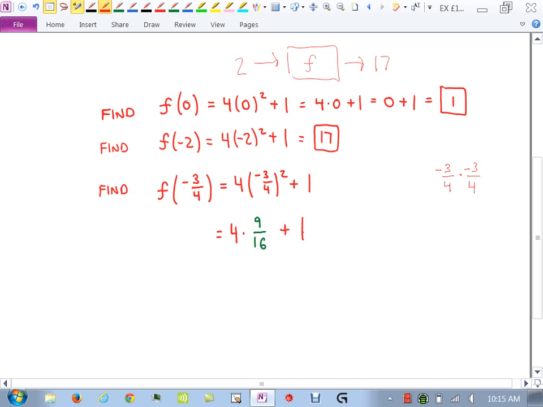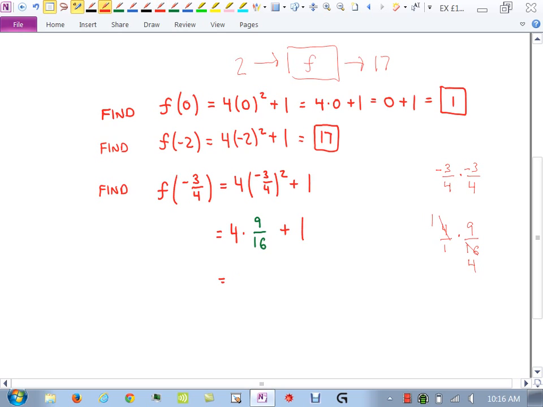Now we have to do 4 times 9/16, which is the same as 4/1 times 9/16. You could multiply 4 times 9 and then reduce the fraction, or you could see that 4 goes into 16 and 4. So either way, we should be able to get this fraction reduced. I'm going to do it by canceling. 4 goes into 4 once, 4 goes into 16 4 times. So that fraction is 9/4.